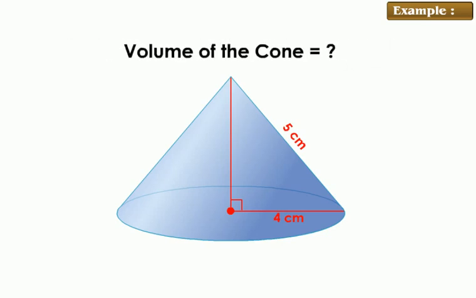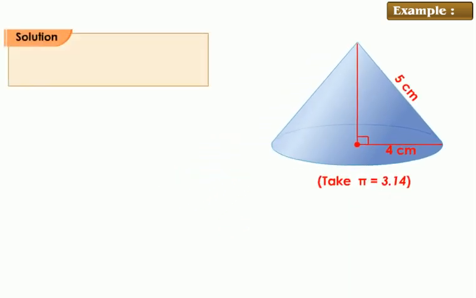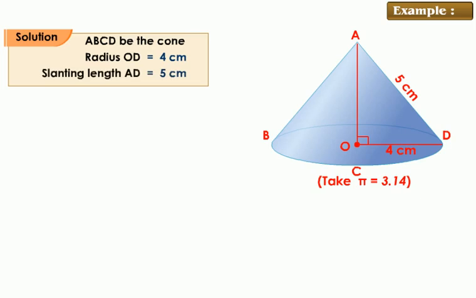Now, let us look at a few examples. The first one says, a right circular cone has radius of the base 4 cm and slanting length 5 cm. Now find the volume of the cone, taking the value of pi as 3.14. Here is the solution. Students, let ABCD be the cone with radius OD equal to 4 cm and slanting length AD equal to 5 cm.